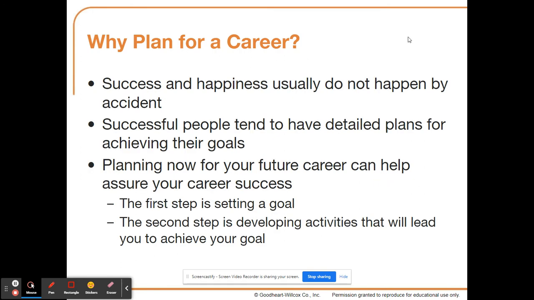So, why should you plan for a career? Why is this important? Why should you even think about this now? So, first of all, success and happiness usually don't happen by accident. You need to start planning the steps you need to take to be successful in life and to make you happy. Successful people tend to have detailed plans for achieving their goals, and planning now for your future career can help assure your career success.